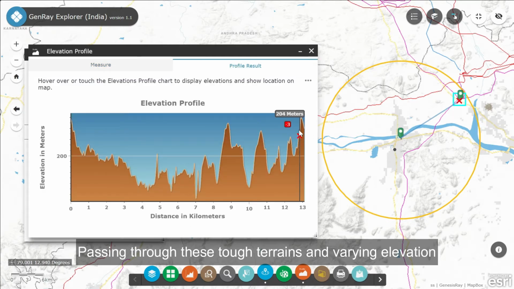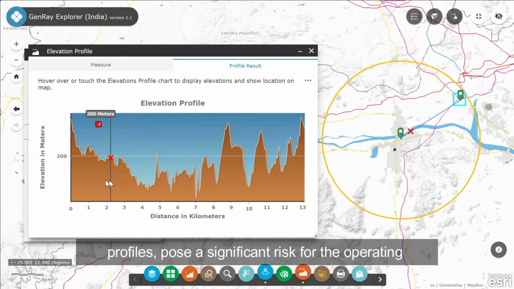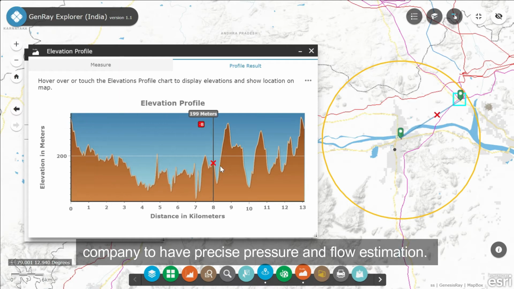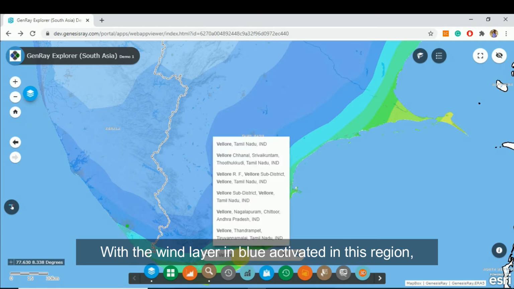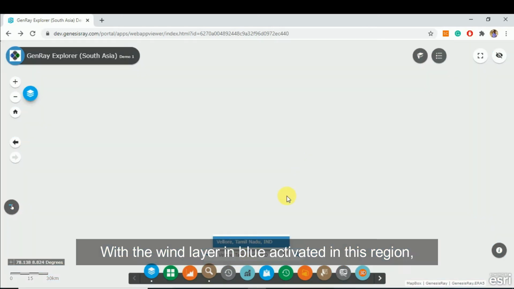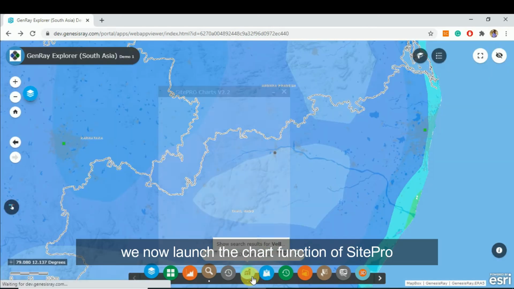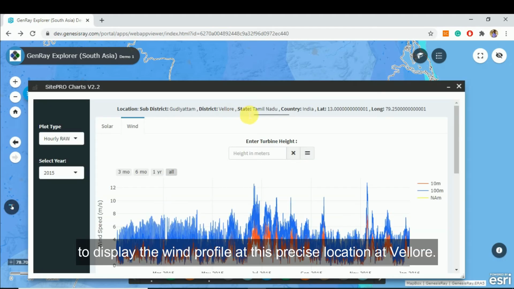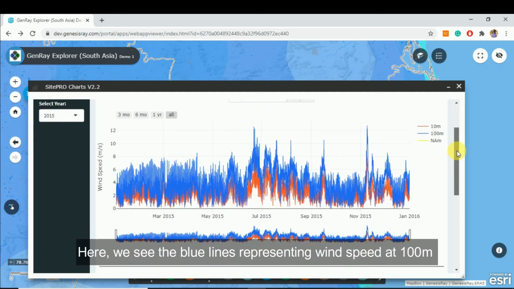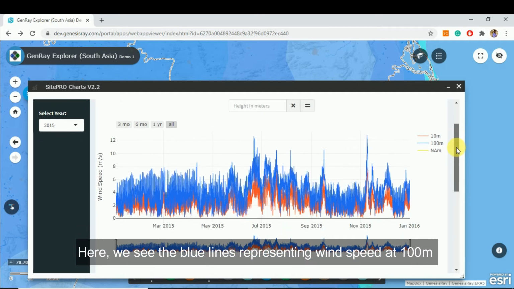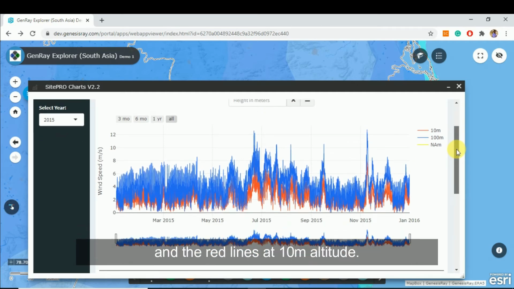Passing through these tough terrains and varying elevation profiles poses a significant risk for the operating company to have precise pressure and flow estimations. With the wind layer in blue activated in this region, we now launch the chart function of SitePro to display the wind profile at this precise location in Vellore. Here we see the blue lines representing wind speed at 100 meters and the red lines at 10 meters altitude.